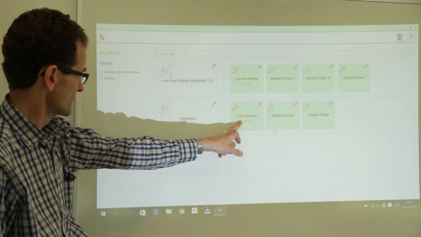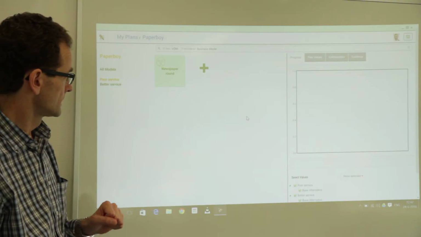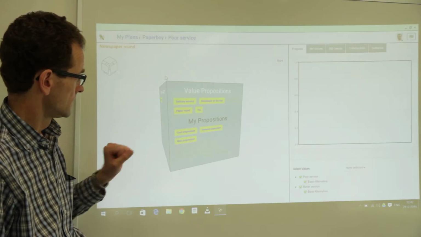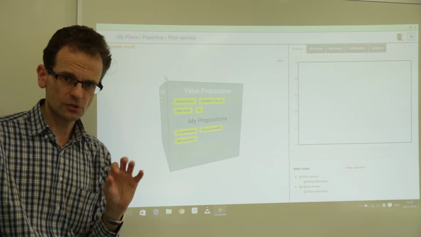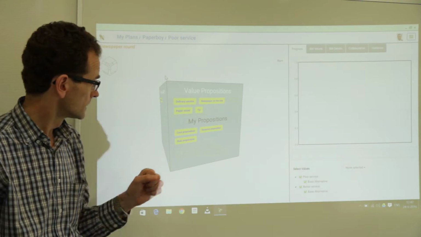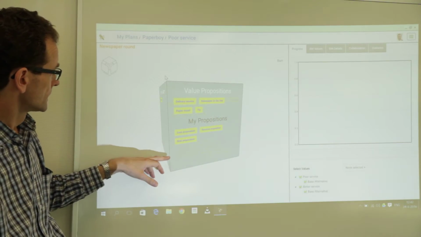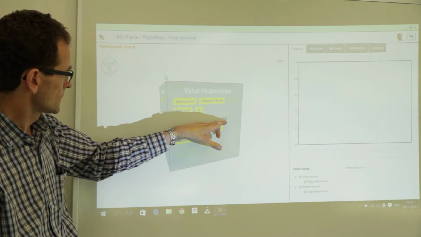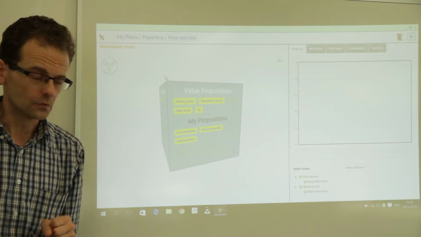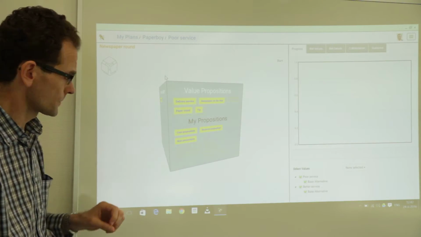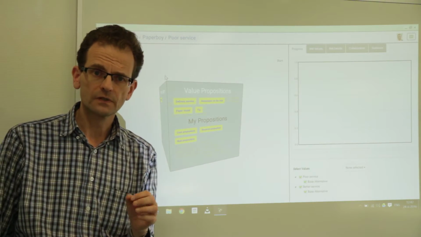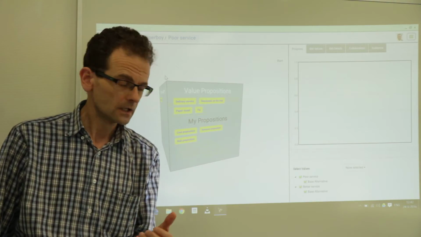The first phase of the Paperboy plan, like previous time, is the business model. Okay, here you see the graphical, the cubical representation of the business model again, and you see that value propositions are in focus here, and you see that there is one special sort of value proposition, you could say. We call them my propositions. My propositions from the perspective of the owner of the business model, the Paperboy.